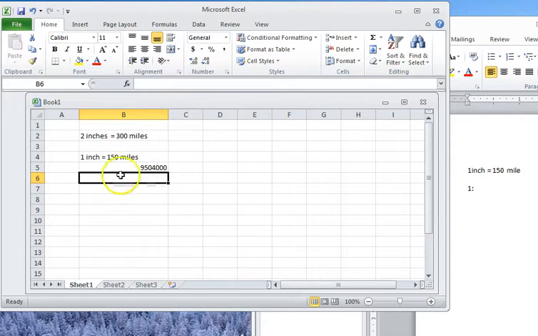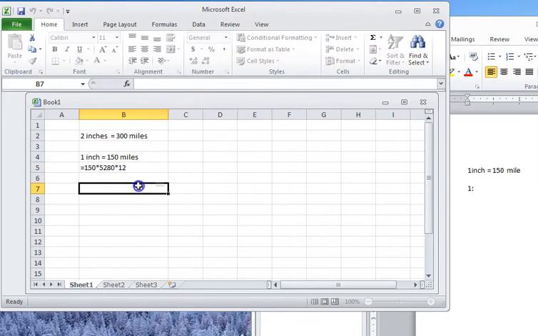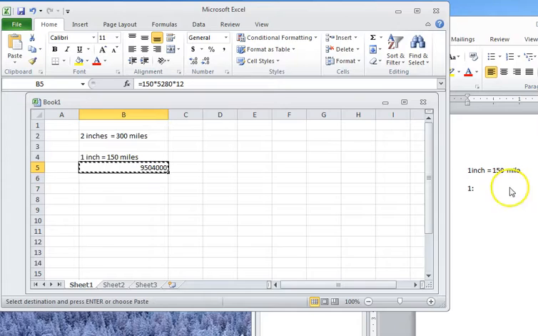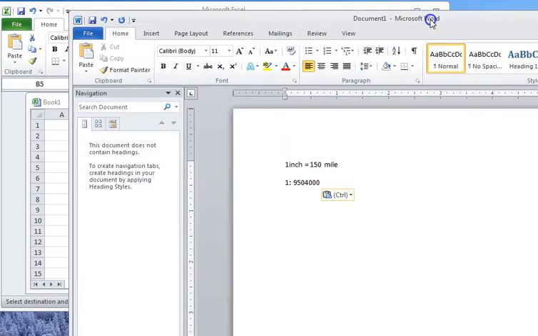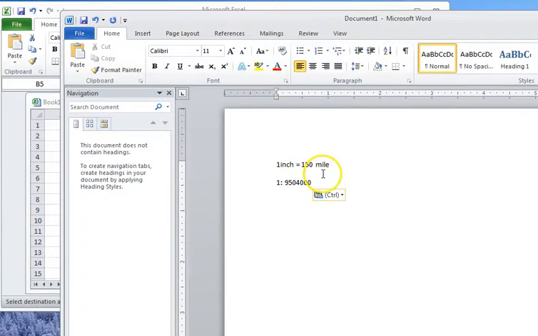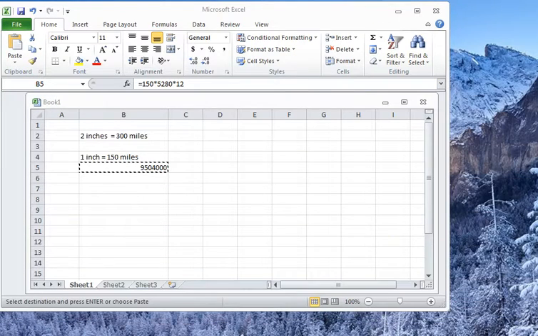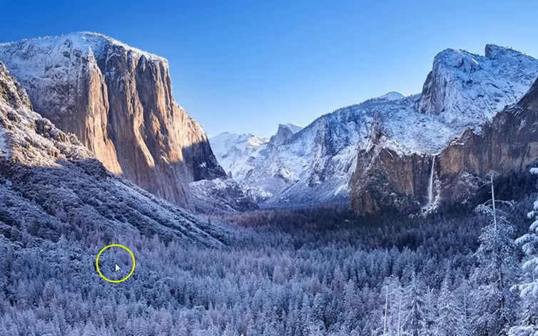So my answer then is 1 to 9,504,000. And so I have the same units on both sides, so when the units are the same, I can cross them out, because that's what makes a ratio. So that was the first thing that several people just didn't finish that task.